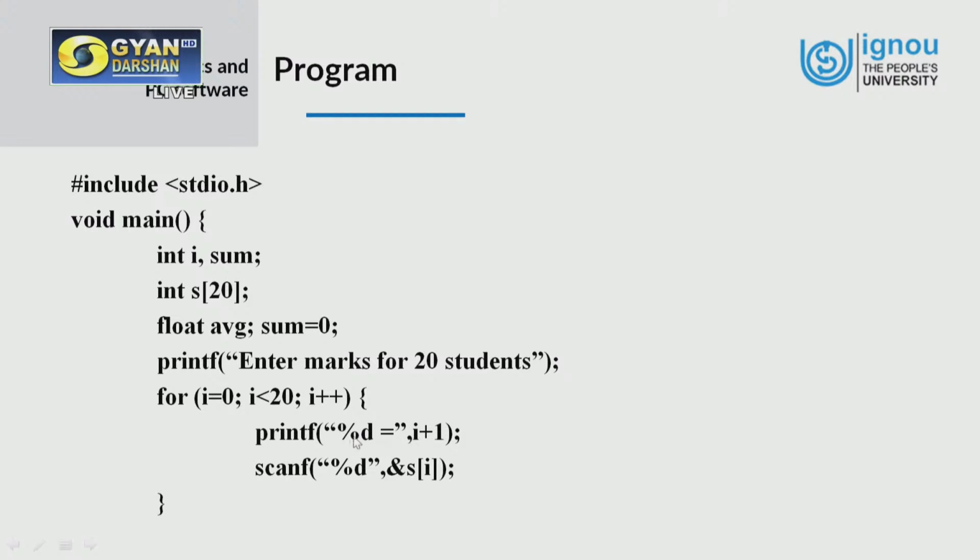But what we are asking to print is "enter the mark of 20 student", and here we are saying 1. So 19 will be displayed as 20, and then you will be scanning it, but you will be putting it in S0. All right, and for the 20th student, you will be putting it in S19. So that is how the C program is going to input the values.